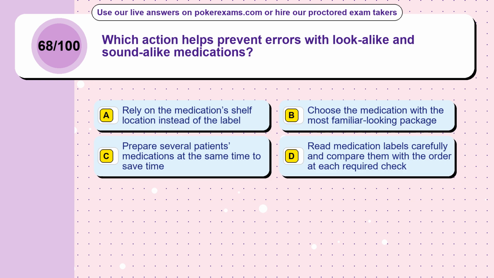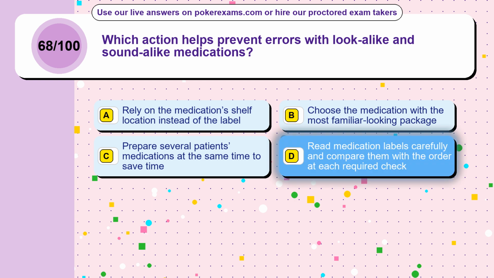Question 68. Which action helps prevent errors with look-alike and sound-alike medications? Option A. Rely on the medication's shelf location instead of the label. Option B. Choose the medication with the most familiar-looking package. Option C. Prepare several patients' medications at the same time to save time. Option D. Read medication labels carefully and compare them with the order at each required check.